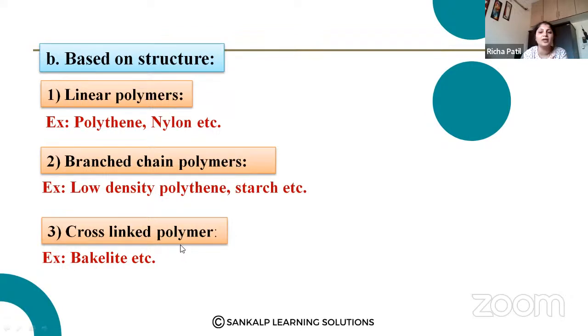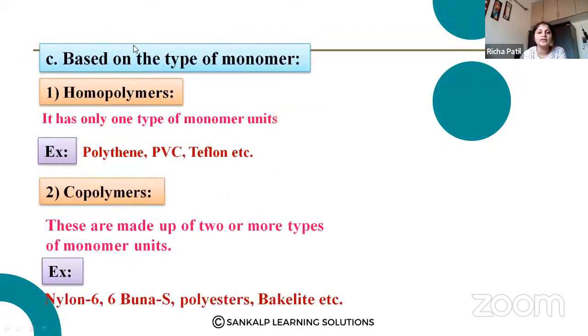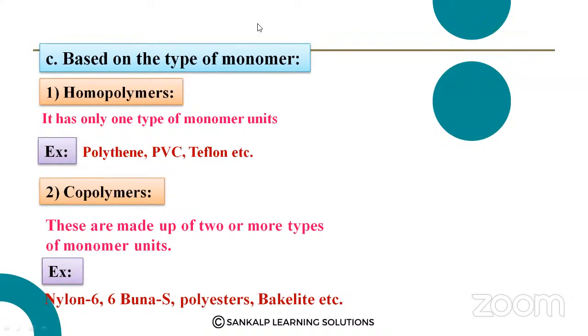So you need to remember the examples based on the classification. So these are the three types based on structure. So we go to the next, which is based on the type of monomer.